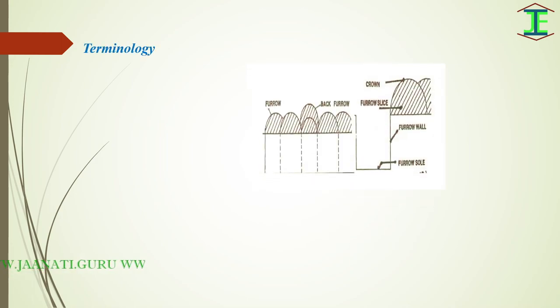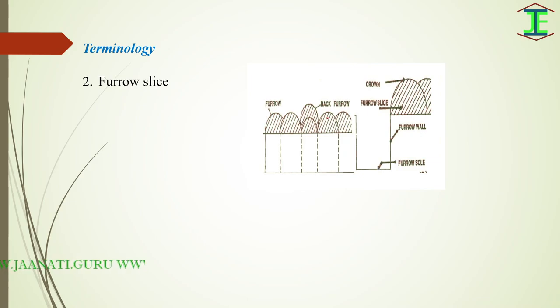Terminology in plowing: furrow. While we are plowing, there will be a trench and a ridge. The trench formed while plowing is called the furrow. Furrow slice is the mass of soil which is cut, lifted and thrown to the other side. The soil mass which is lifted and thrown to the other side is called the furrow slice.